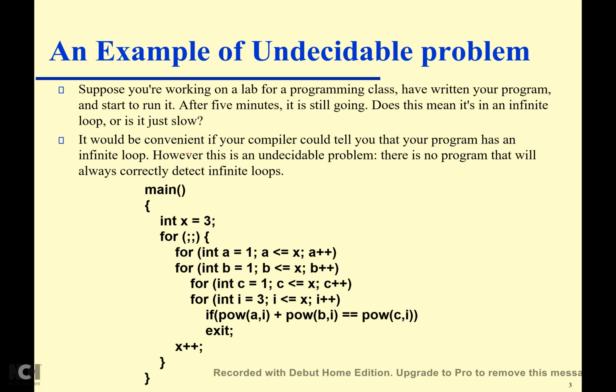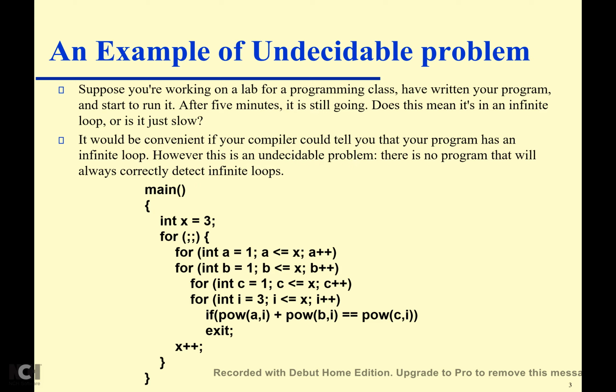It would be convenient, right? It would be convenient if we had a compiler which can tell us that our program has an infinite loop. Did you find any compiler that can perform this task? The answer is no. No compiler can do that. And this is an undecidable problem. There is no program that will always correctly detect infinite loops.